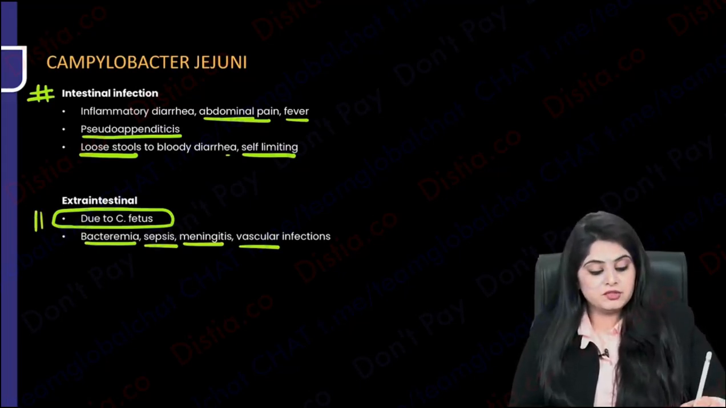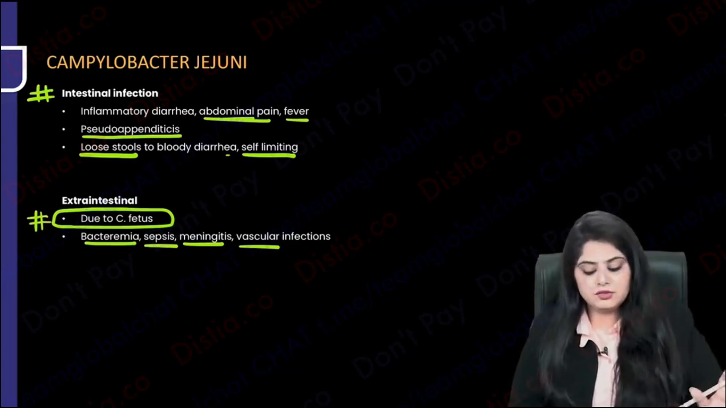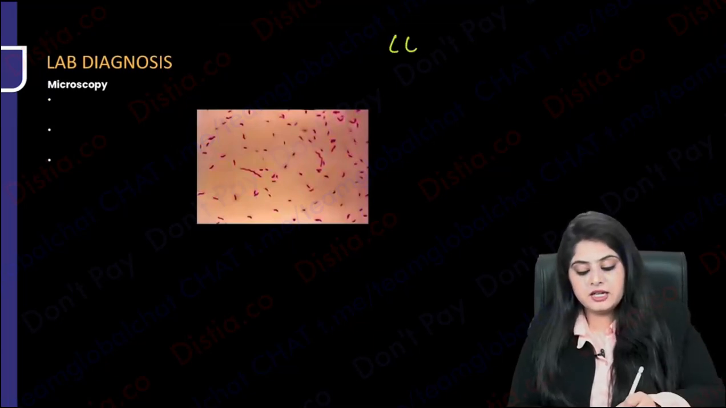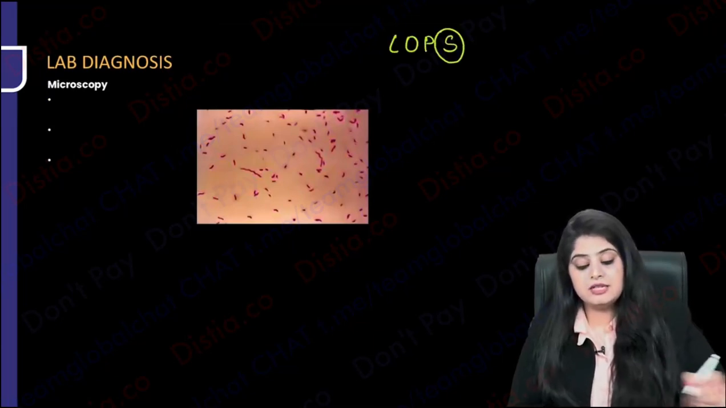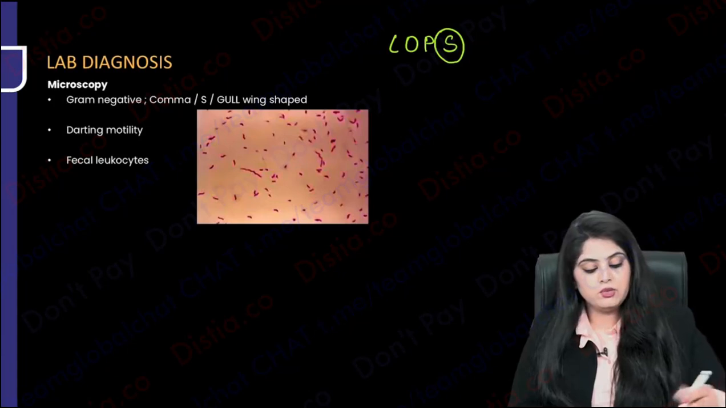That is more characteristic of Campylobacter fetus. Whatever I'm talking about, this diarrhea story is to do with Campylobacter jejuni. Now let's come down to how it is going to look under the microscope. What did I say? They are catalase, oxidase positive spiral rods. So that means they are going to be comma, S or gull wing shaped.